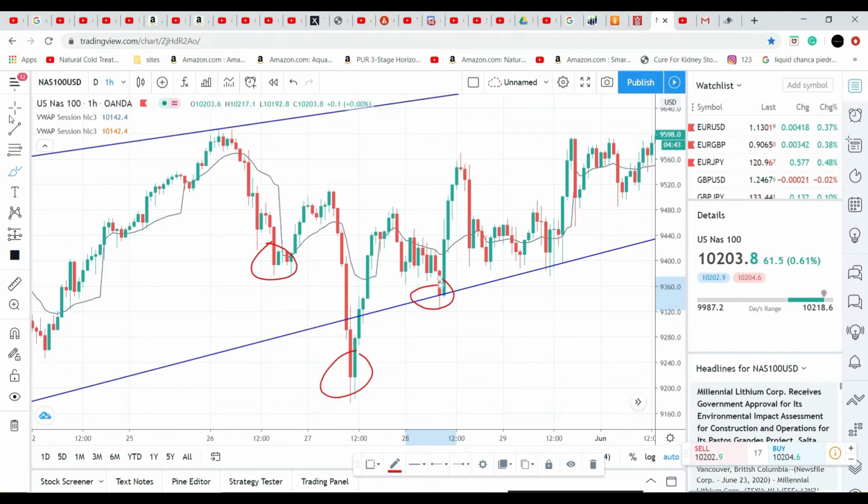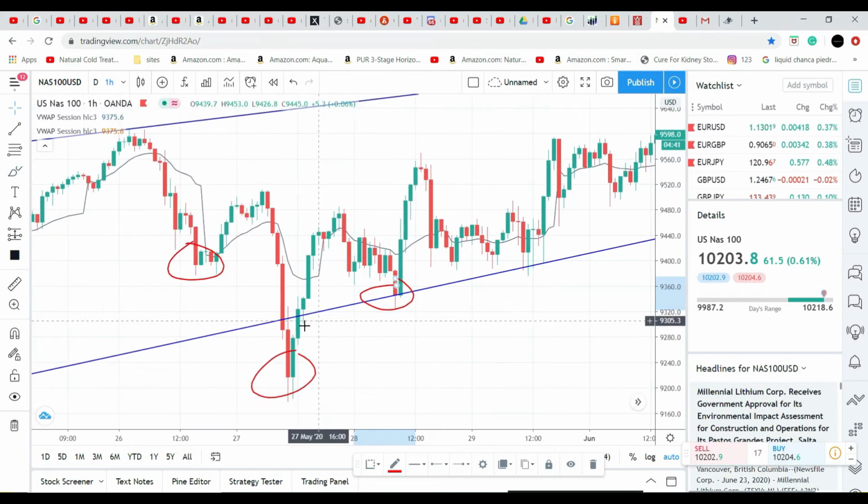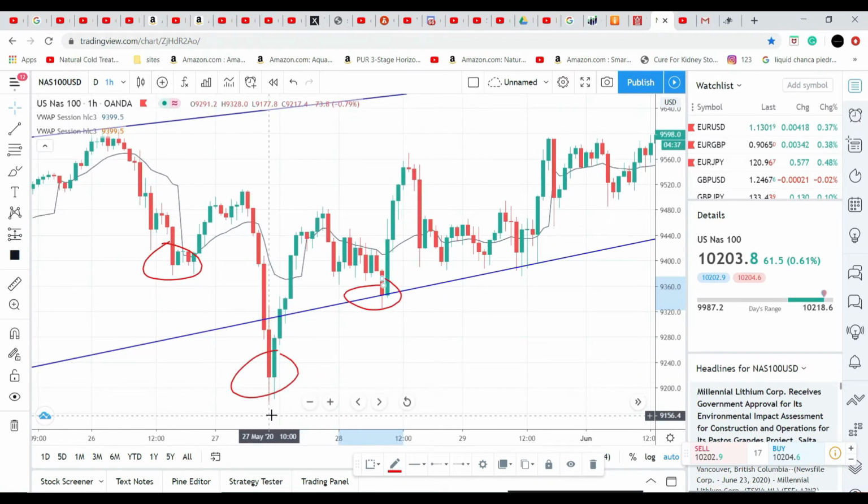Now, supply and demand, you want this to come back to the demand area. Now, where's the low? This is the low right here. You see this red candle? This red candle made the low. So the red candle made the low.